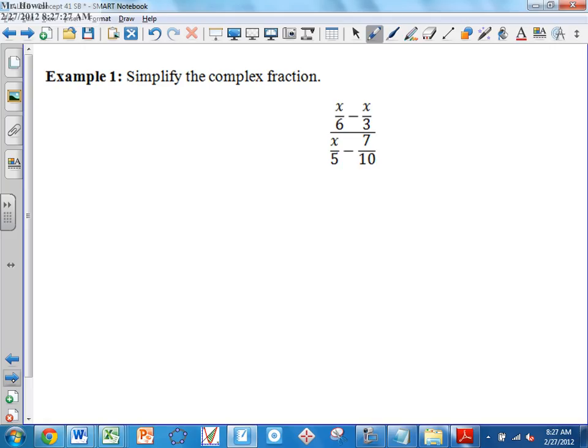Again, please find an LCD for every denominator. So think about it. Out of the numbers 3, 5, 6, and 10, we need an LCD for all of those. Look at all your denominators. 3, 5, 6, and 10. What do they all go into? What is it? 30. Very good.